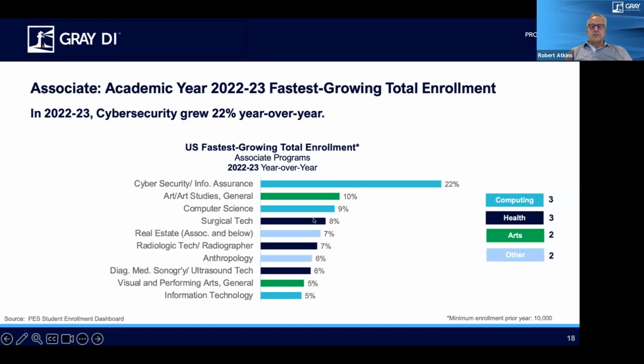Health programs only take three of our fastest growing slots. Surge tech up 8%, rad tech up 7%, and diagnostic medical sonography or ultrasound tech up 6%. And then we have a couple of others. Real estate and anthropology both up over 5%.